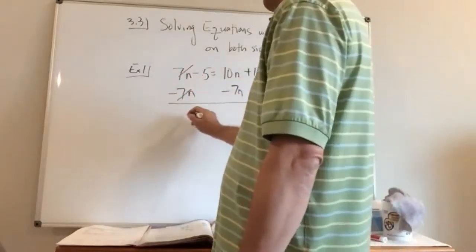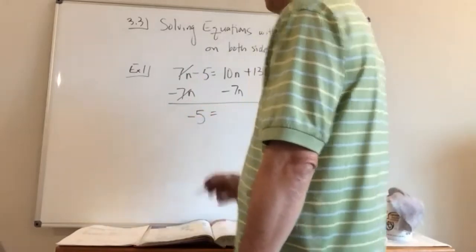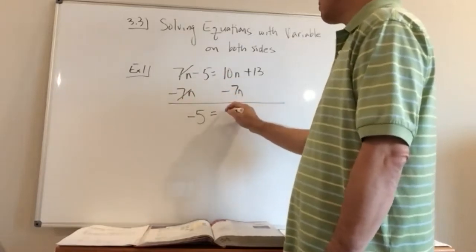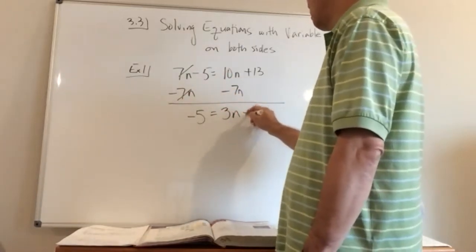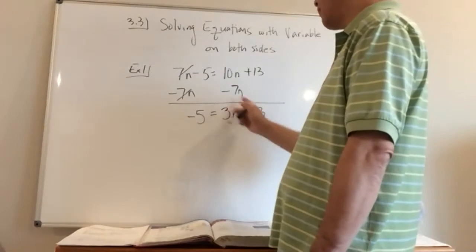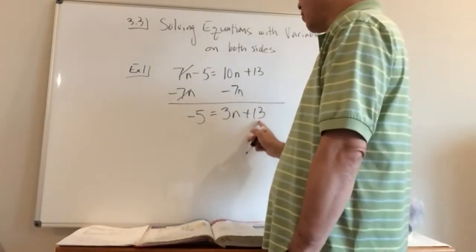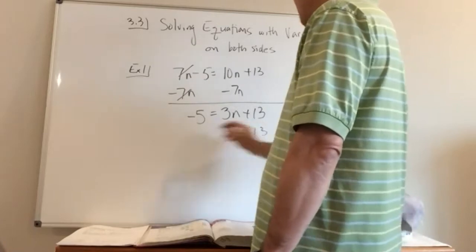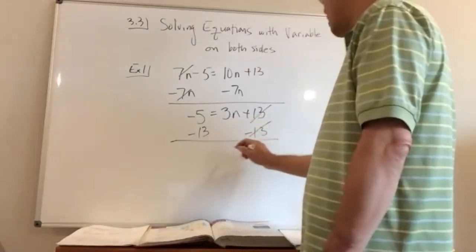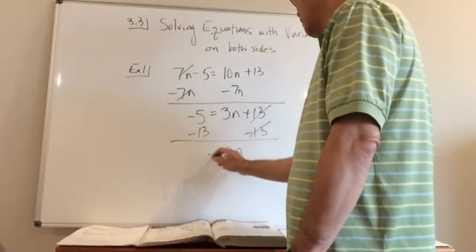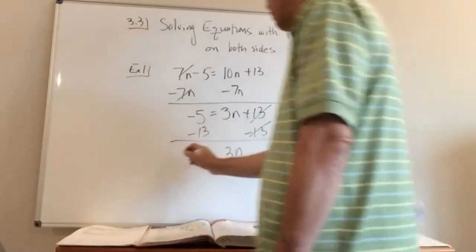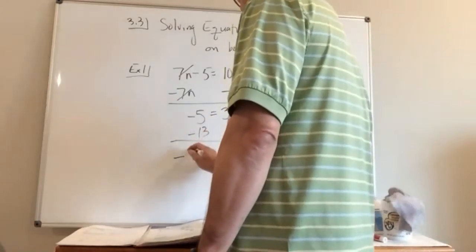This guy goes away, I end up with negative 5. As we said before, I have 10n minus 7n, so that would be 3n plus 13. Now I want to isolate the n by itself, so I have to get rid of the 13 first. So I'm going to subtract 13 on both sides. So this guy now goes away, I end up with 3n. I have negative 5 minus 13. They're both negative, so I'm going to end up with a negative number. 5 and 13, so it's going to be 18.